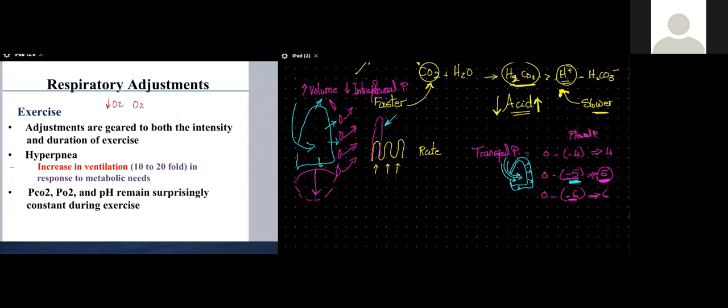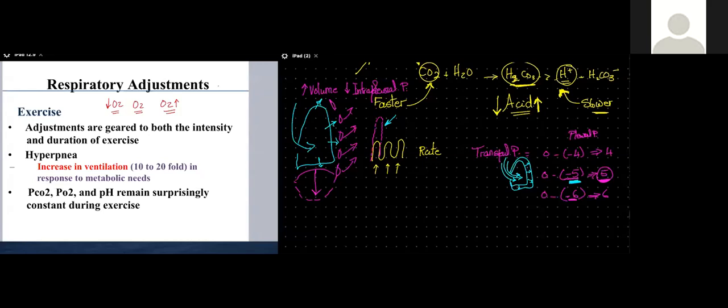So we have three choices. What do you think can happen to the oxygen levels? Would they drop, stay the same, or would they increase? Increase. The demand for the oxygen increases.